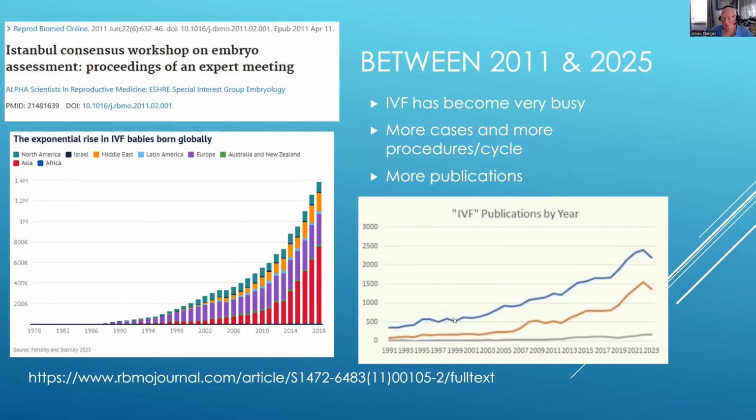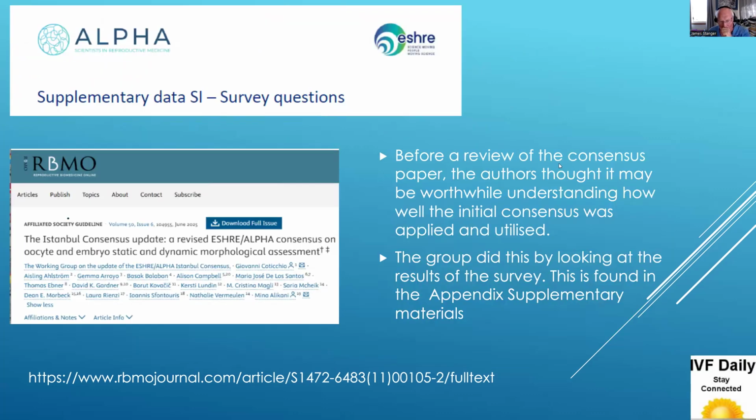And this is also documented by the number of publications each year, which I think has peaked in 2023 at almost 2,500 publications just on IVF. If you add embryos, sperm, eggs, it's about 10,000. It is just enormous how many publications have been made. You just can't keep up with it.